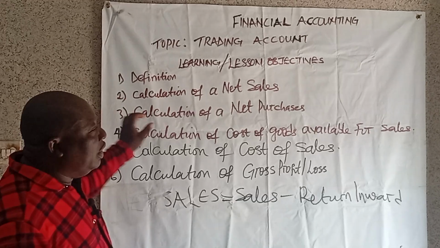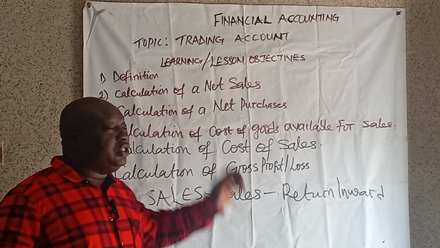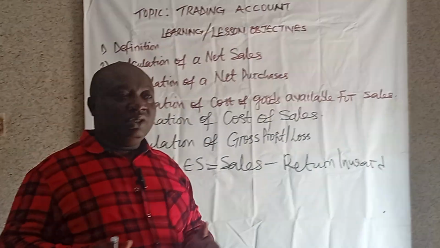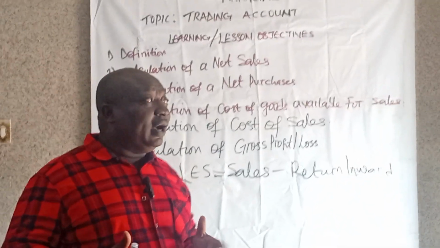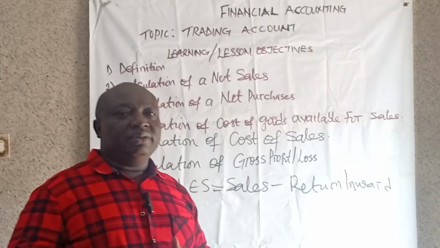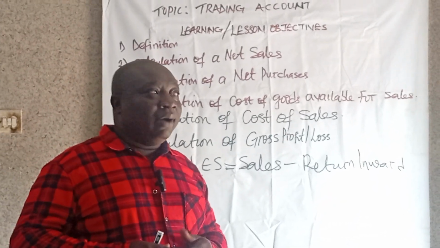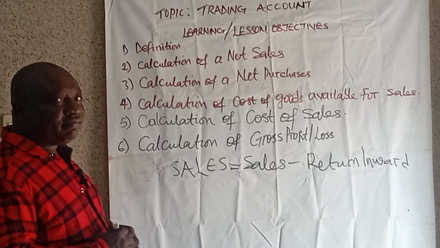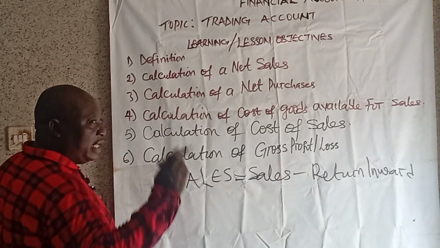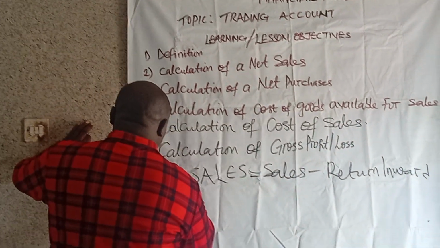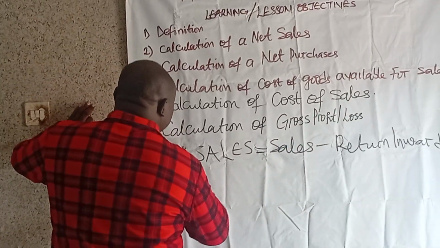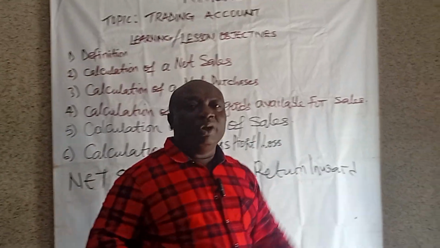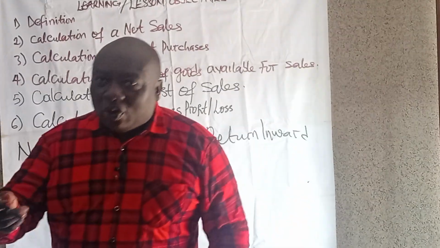Now, the second on the list is calculation of net sales. For a trading organization, you sell. There is a way to calculate net sales. Look at the formula. The formula is sales minus return inward. What is return inward?